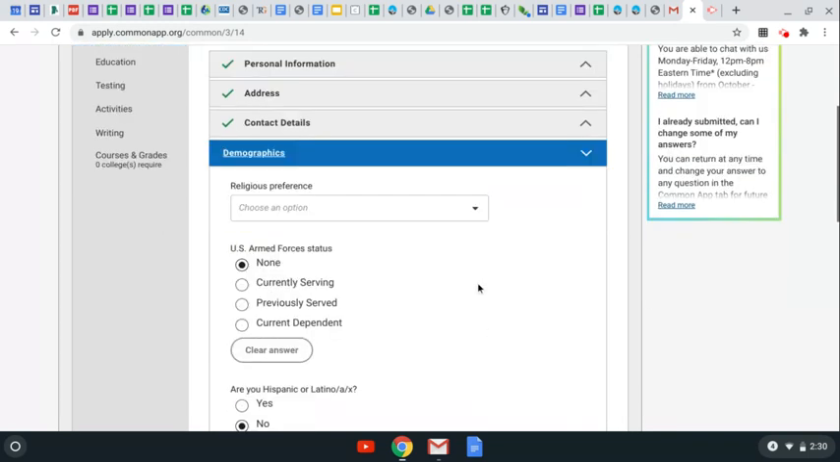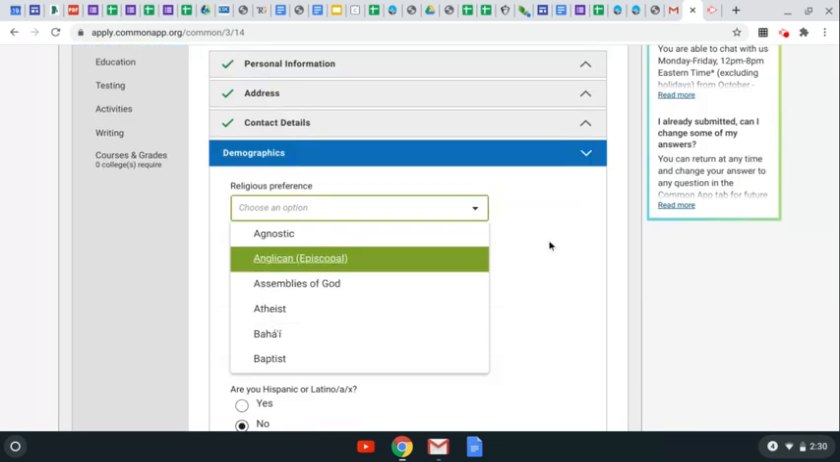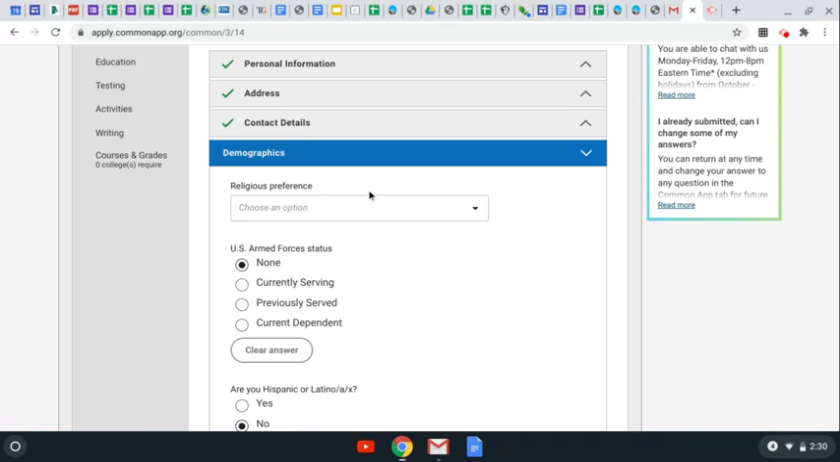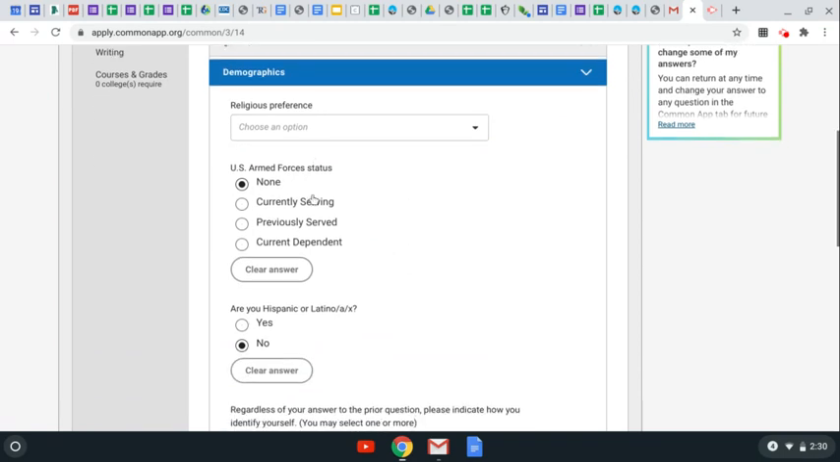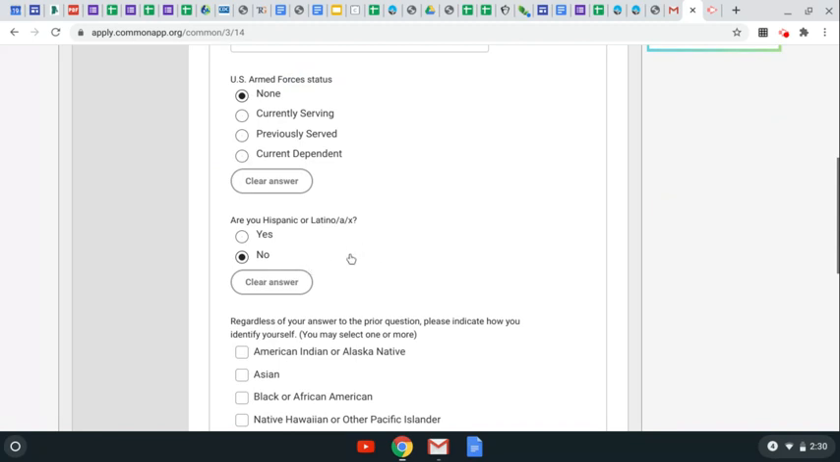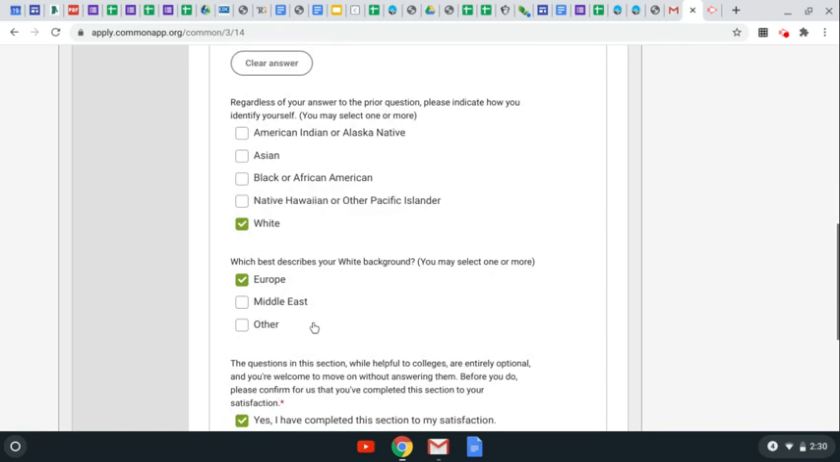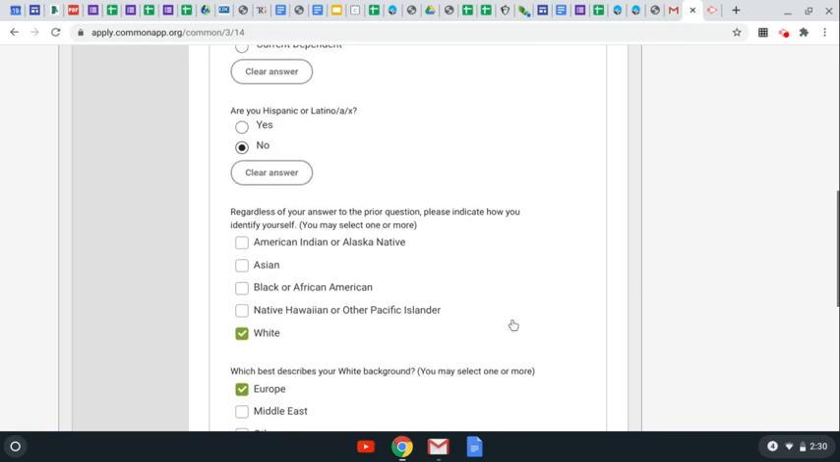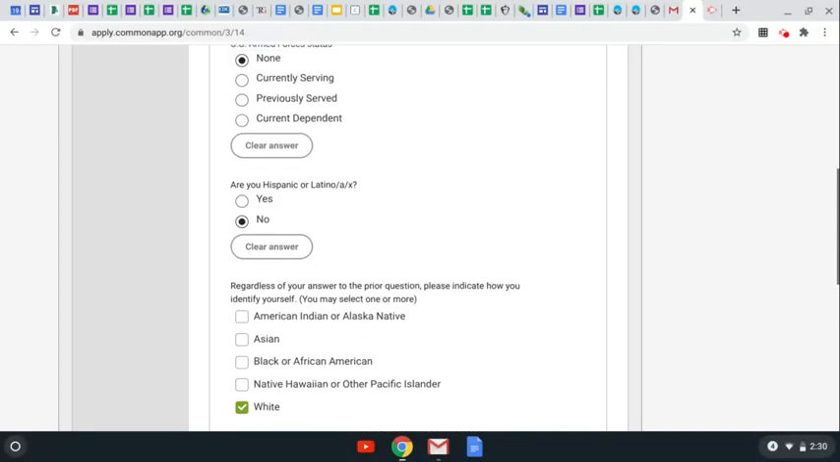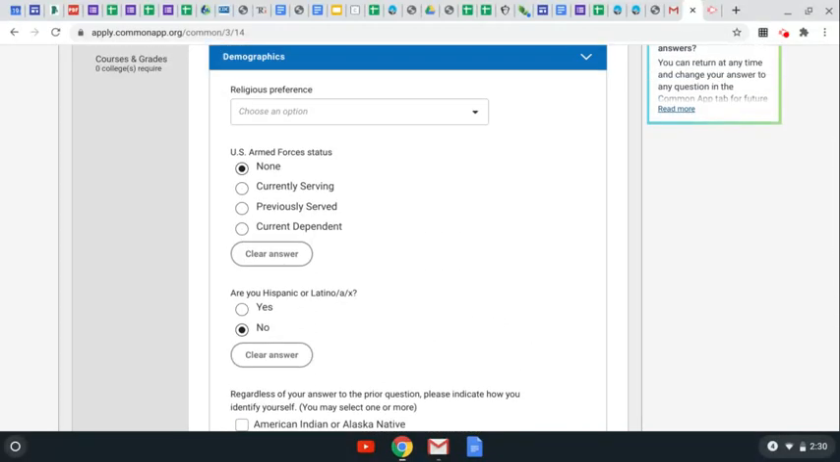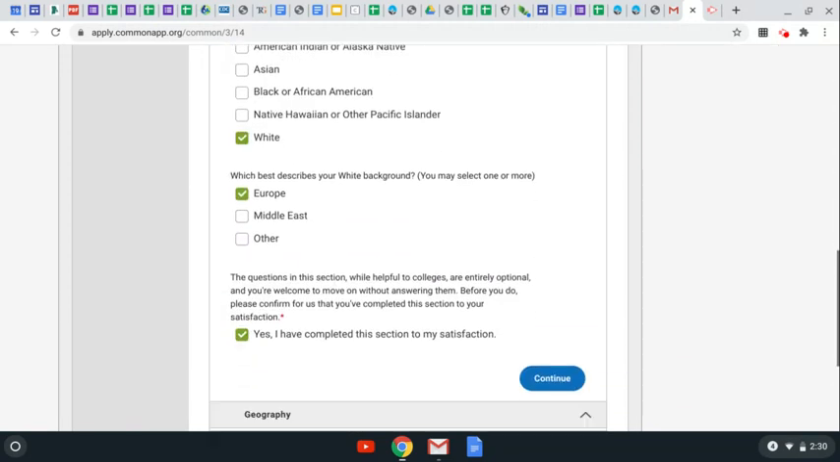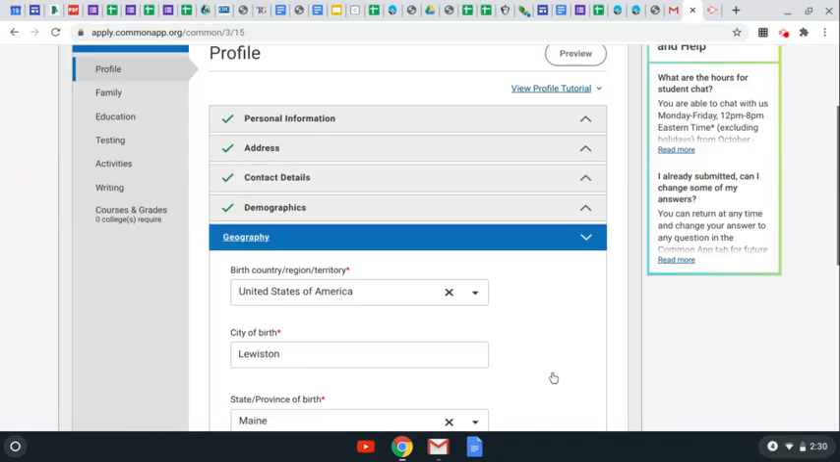Moving on to demographics. You can list your religious preference if you'd like to, but notice there's no red star here, so that's not required. The same thing with armed forces status. Are you Hispanic or Latino? Under what race do you identify yourself? And those questions, you can see none of them have a red star, so they're not required. But some of these demographic questions could be tied to scholarship opportunities at individual colleges, so think about whether or not you'd like to answer them. Regardless of whether you answer those questions or not, you do need to check off that you've completed this section to your satisfaction, and then you would continue.